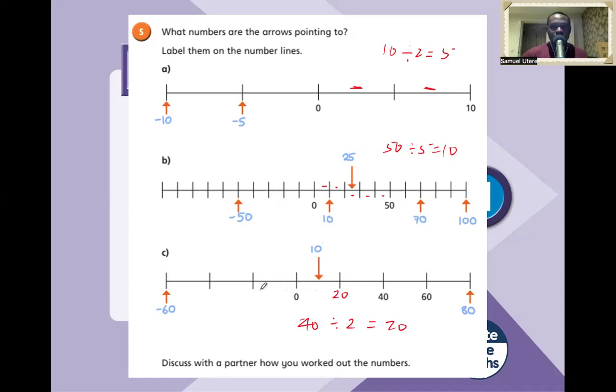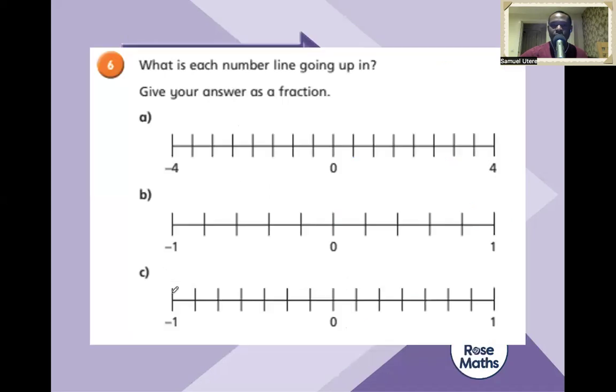Next, we have going down in 20. So that will be negative 20, negative 40, and then negative 60. Pause the video and answer question 6 in 2 minutes.